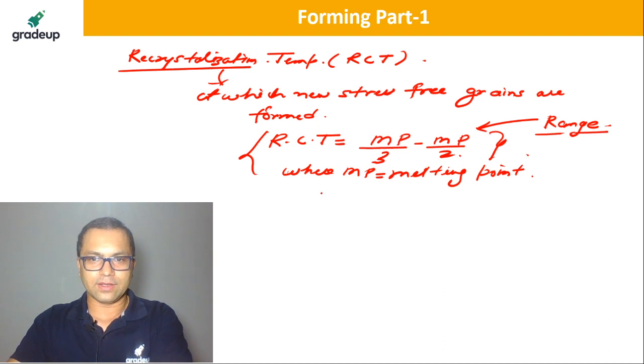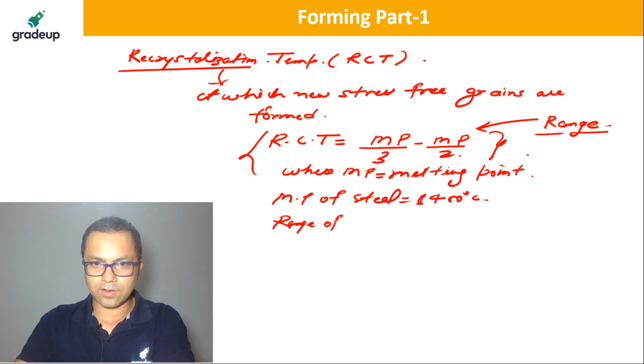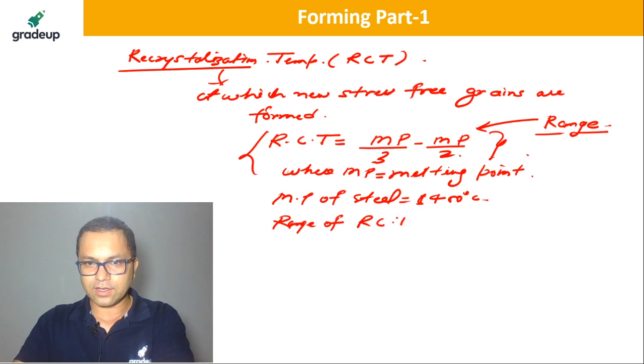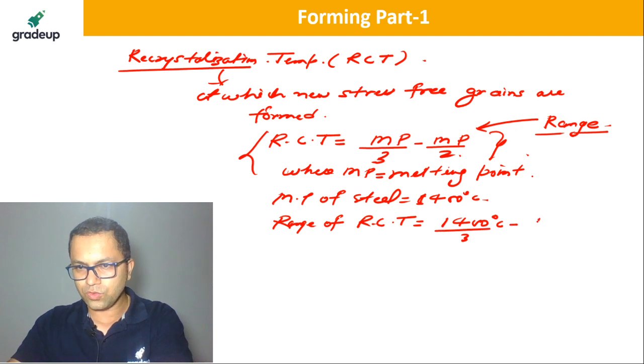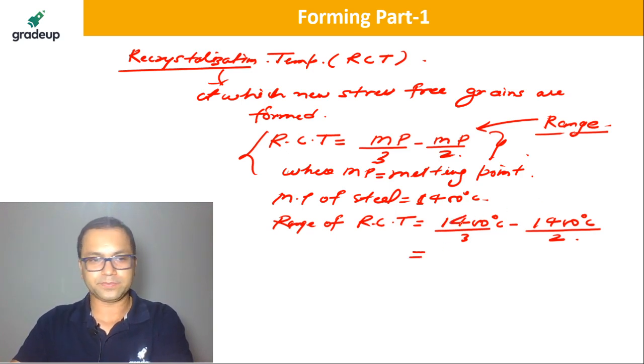Now let's say that the melting point of steel is 1400 degrees Celsius. Can you please tell me the range of RCT? So the range of recrystallization temperature is nothing but 1400 upon 3 degrees Celsius to 1400 degrees Celsius upon 2, right? This is according to this formula over here. Can you please just take a note on this?